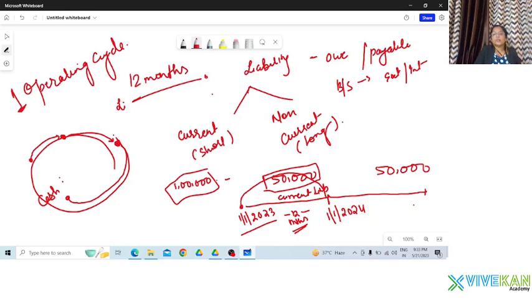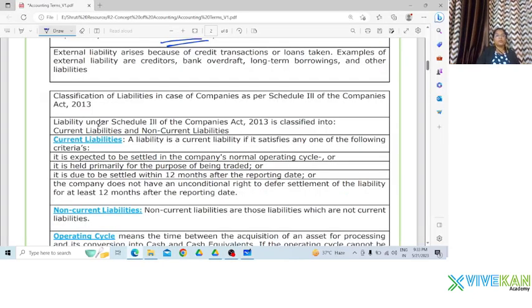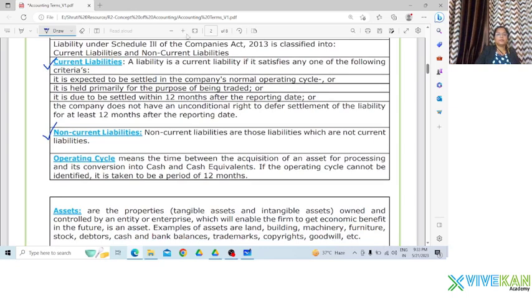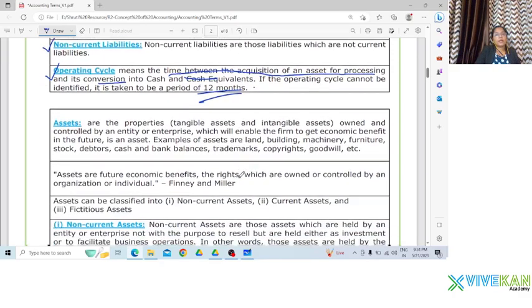So this is what is called current and non-current. Let's move back to our slide, wherein I have discussed current liability. I have explained what non-current liability is with an example, and what the operating cycle is. So let's go through the definition: the time between the acquisition of an asset for processing and its conversion into cash. If the operating cycle cannot be identified, then we will take it as 12 months. Understood? Now this is about liability, we have understood.